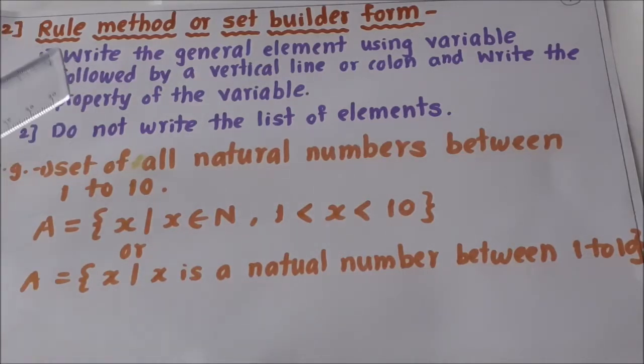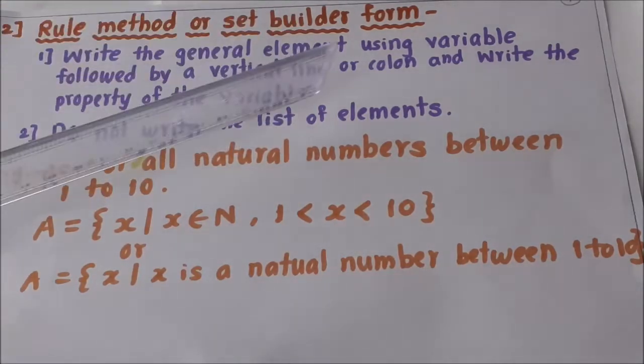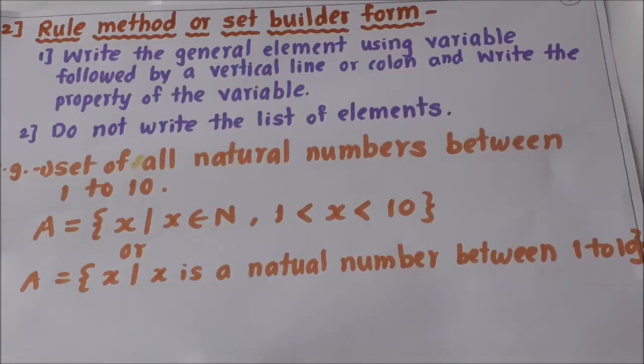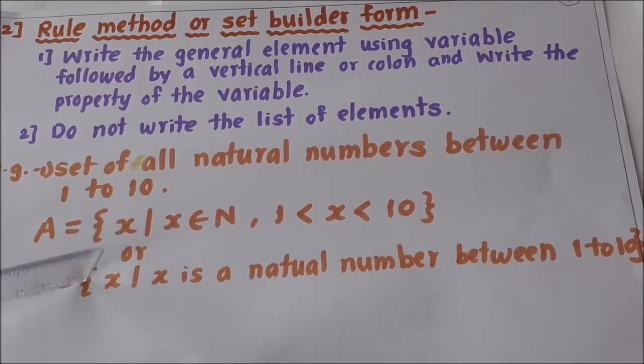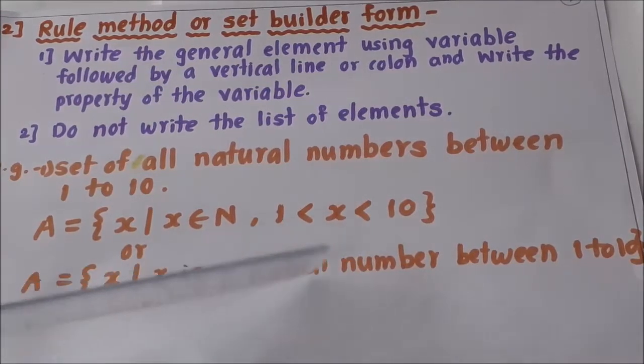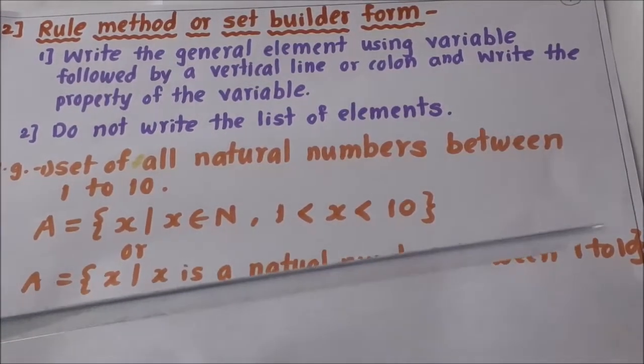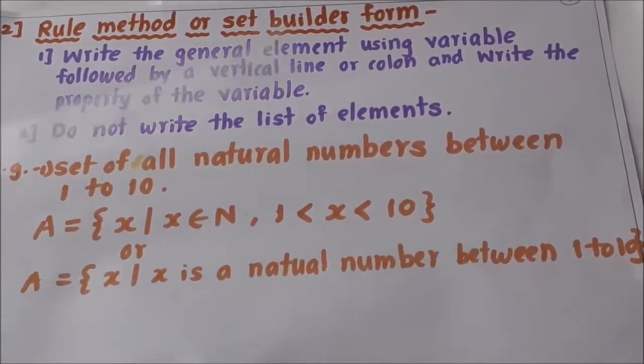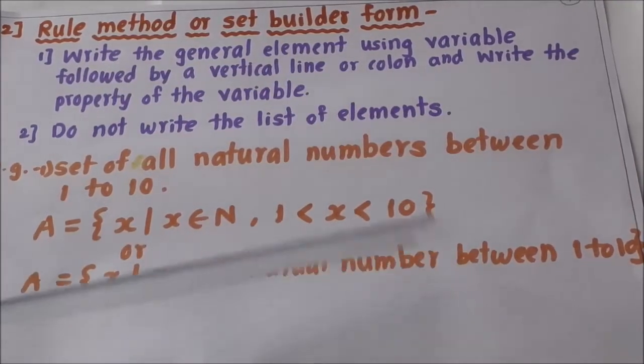One more thing, it is not necessary to write the list of all the elements. This same example we can write like this: A is equal to, in curly brackets, x belongs to, x is a natural number between 1 and 10. In this way also you can write it, it is a property.